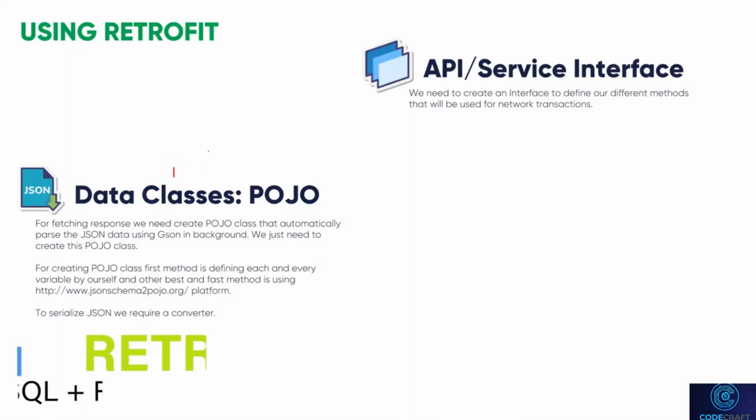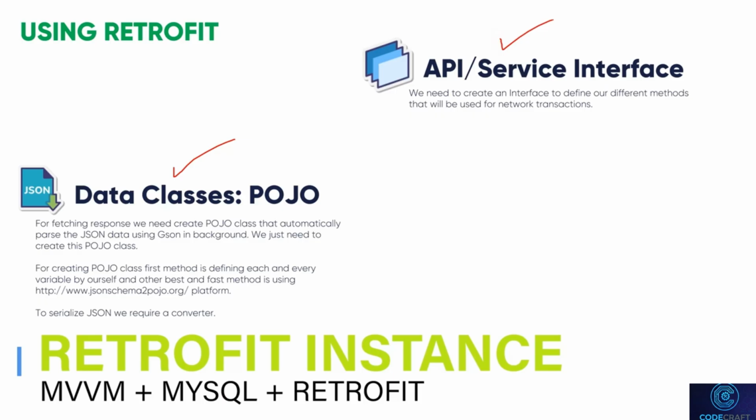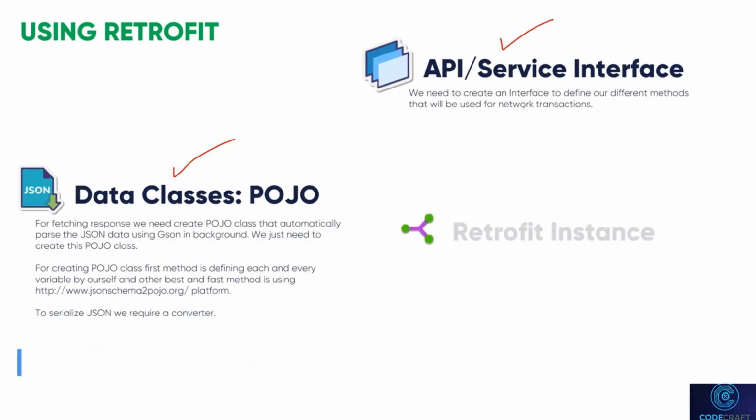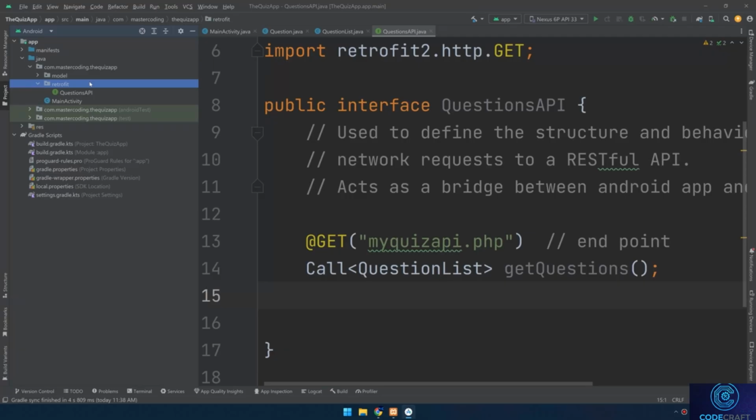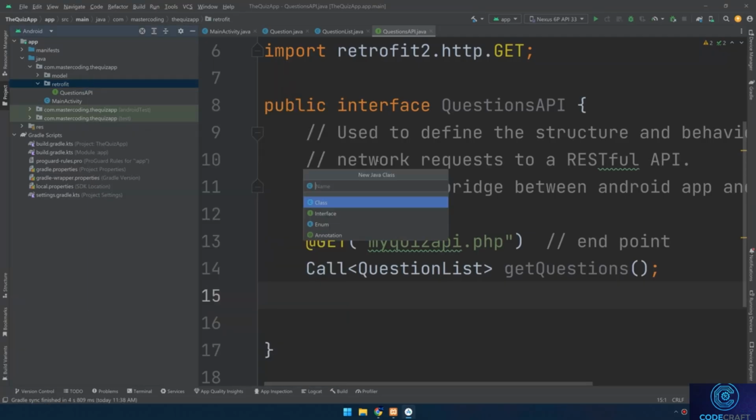Till now, we created the data classes and the API service interface. Now let's move to the last part of Retrofit, which is the Retrofit instance. Inside the Retrofit package, I'll create a new Java class. I'll name it RetrofitInstance.